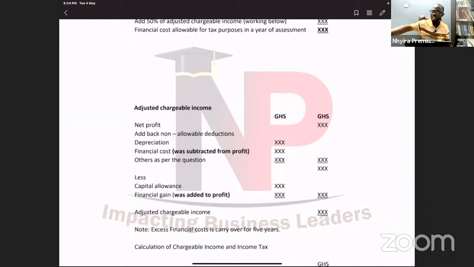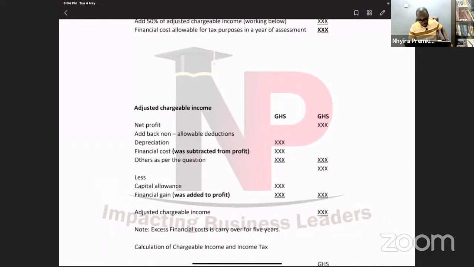Let me see if I can get you the context there. I think it's one of the questions in the kit. What constitutes permanent establishment? Let me see if I can get the context of that. But anything that relates to preliminary preparation, it's not a permanent establishment.